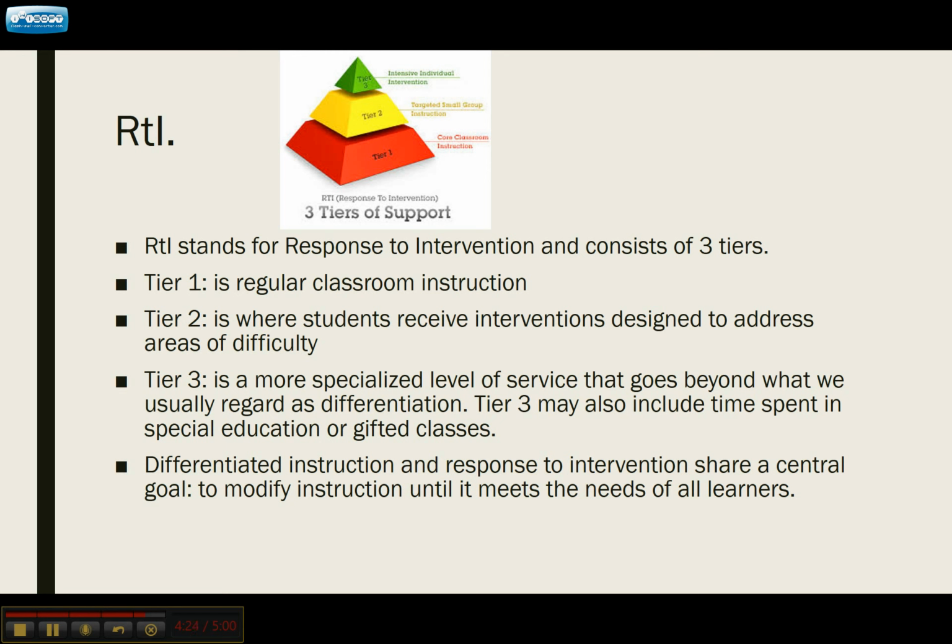Differentiation occurs within each of the 3 tiers of RTI. Tier 1 is a regular classroom instruction. Tier 2 is where students receive interventions designed to address rates of difficulty. Tier 3 is a more specialized level of service that goes beyond what we usually regard as differentiation. Tier 3 may also include time spent in special education or gifted classes.